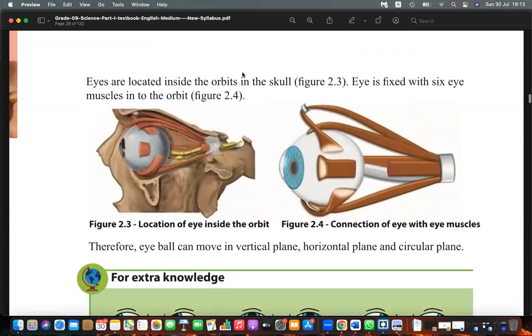Okay, you can see the eye is located inside orbits in the skull, and the eye is fixed with 6 eye muscles into the orbit.